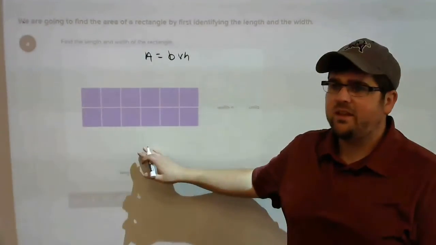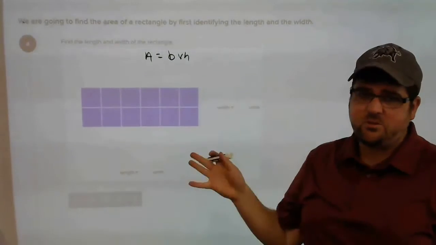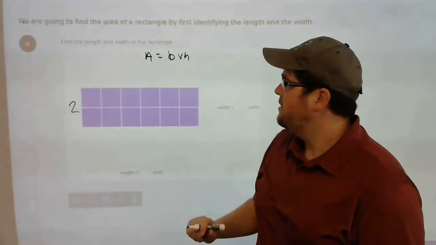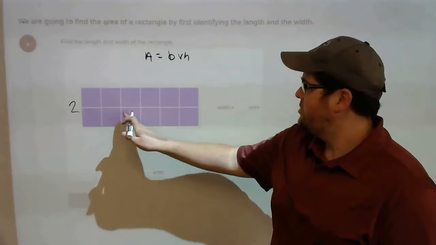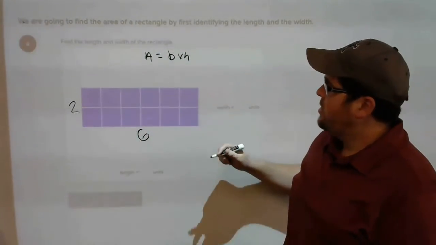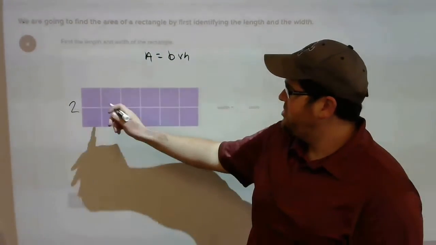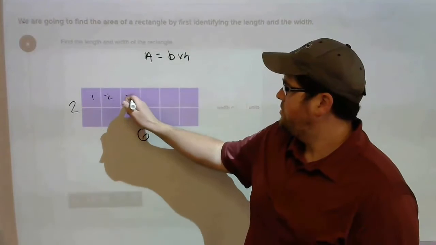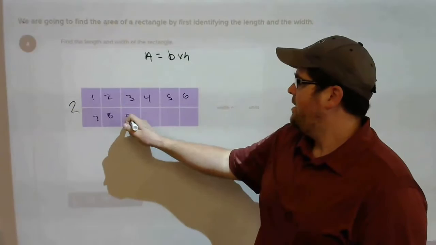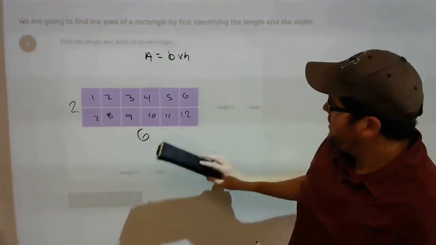So you might see problems like this today. I know it's crummy in the background because of the projection, but it's the best we can do. So this shape, it's 2 units high, and it is 1, 2, 3, 4, 5, 6 units across. So if I'm going to find how much space this takes up, I could count them up and go 1, 2, 3, 4, 5, 6, 7, 8, 9, 10, 11, 12. I could do that to find the area.